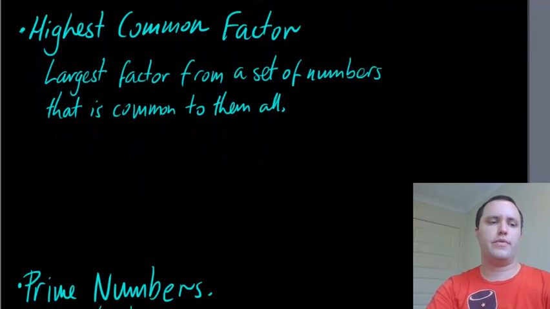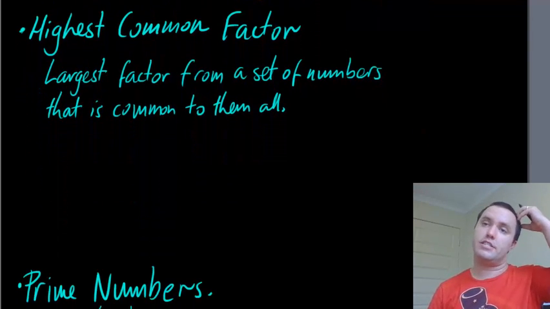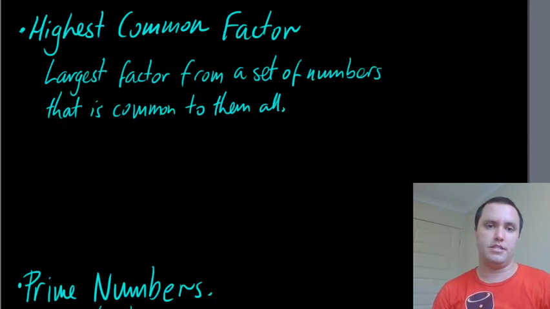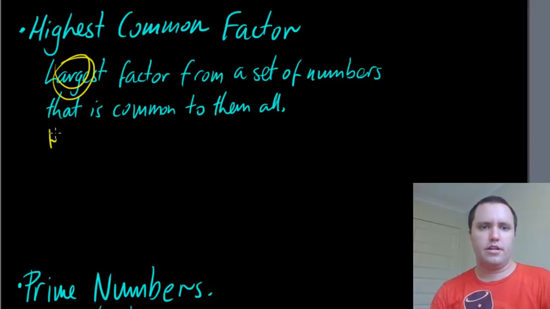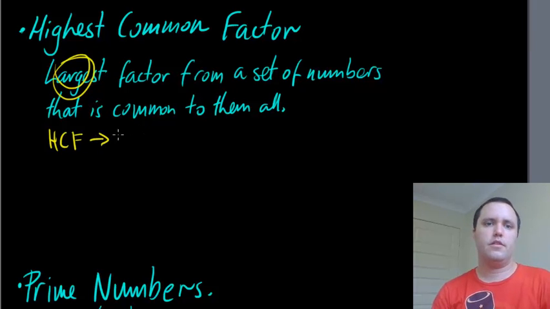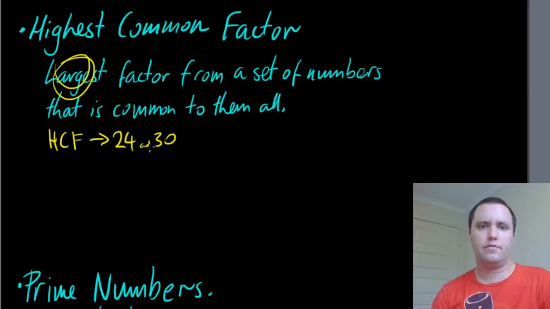Now, there's another thing we can do. Sometimes you want to investigate what the highest common factor between a set of numbers is, okay? Which ends up being the largest factor from a set of numbers that is common to them all. So I'll set this up like before. We might go the highest common factor of 24 and 30, okay? Right, set it up in columns like before.